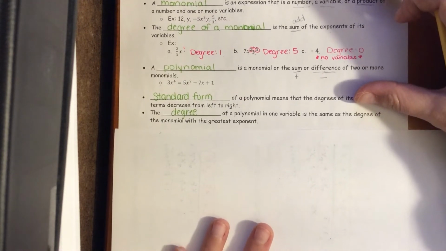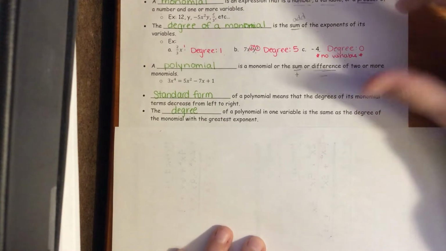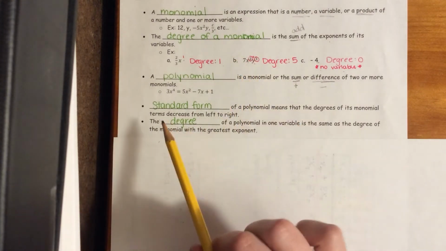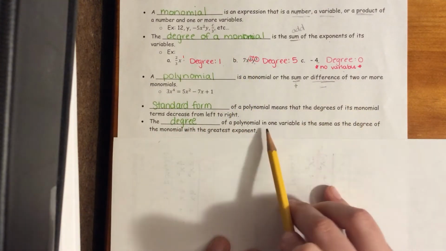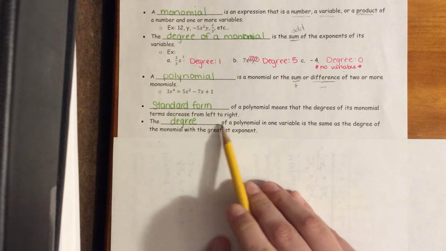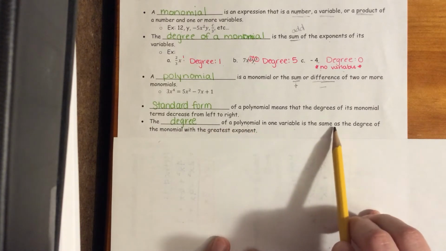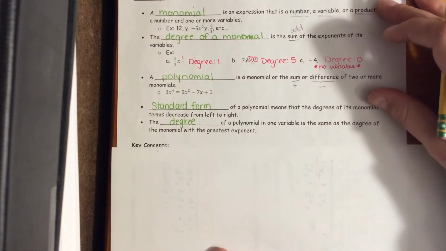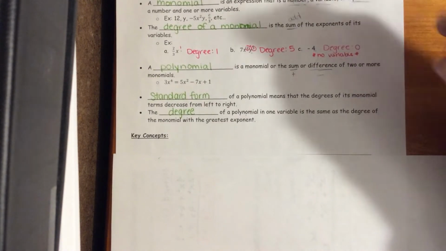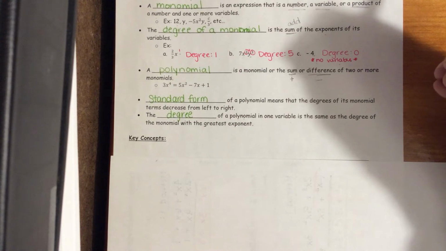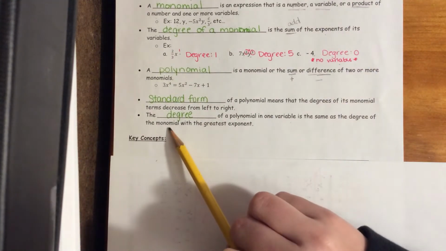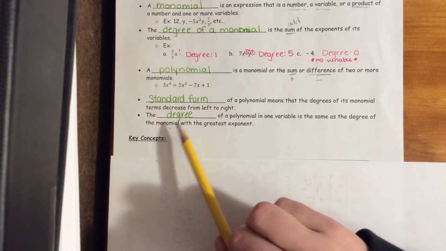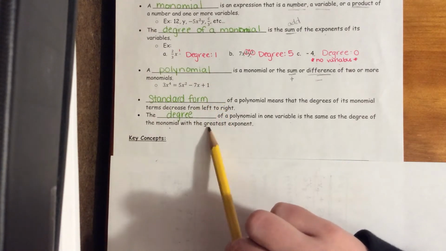The degree of a polynomial. Kind of similar to the degree of a monomial, all right? But we're talking about the degree of a polynomial in one variable. The degree of the polynomial in one variable is the same as the degree of the monomial with the greatest exponent. So we find it the same way, but it's the degree of the monomial with the highest exponent.